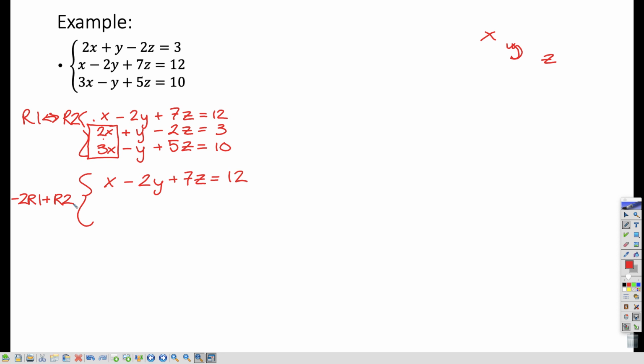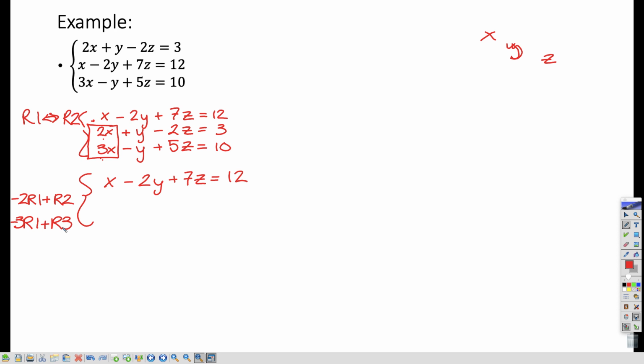Zero. And then what are we going to do to row 1 to get rid of the 3? Multiply by negative 3, R1 plus R3. Okay, would you like to try to do those two on your own? Yes. Okay, you try to do them. I'll give you a head start.